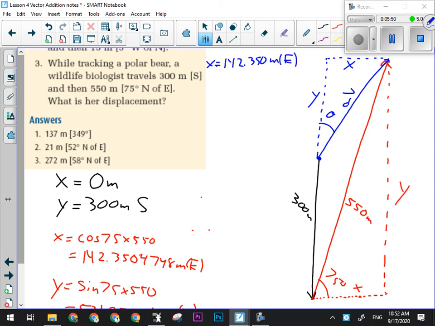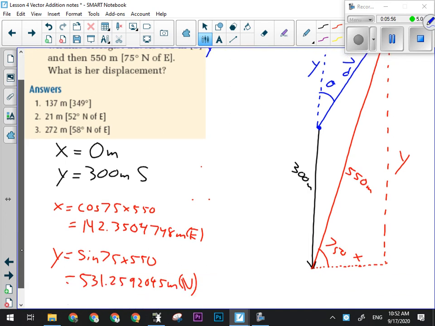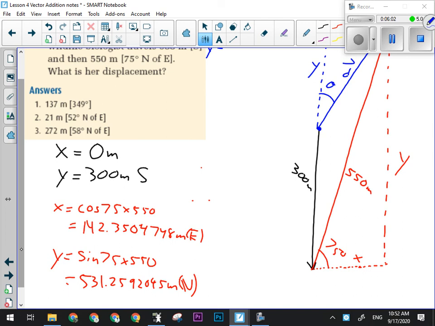Okay, and then to get blue y, I've got 300 meters south, and I've got 531 meters north. So she ends up going north, how far?